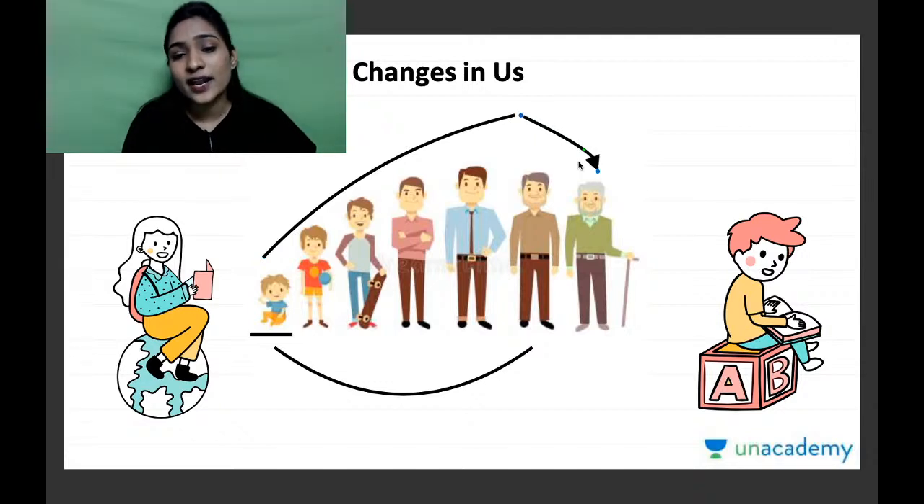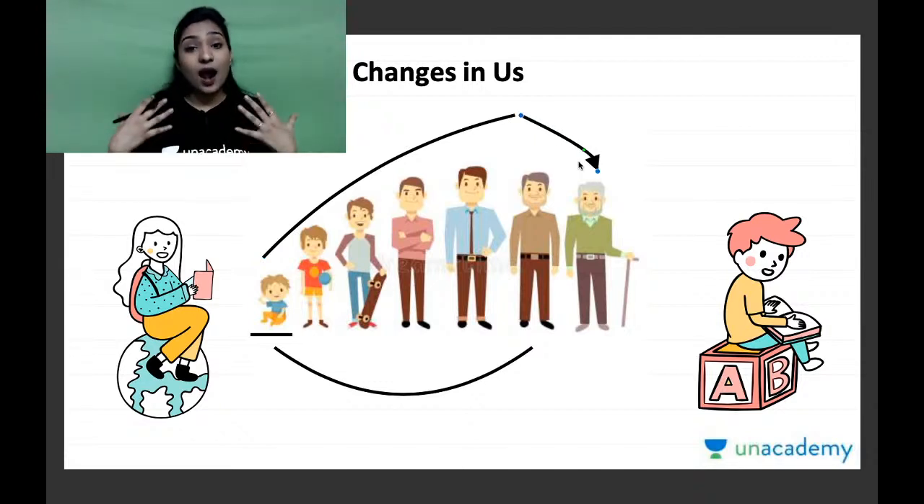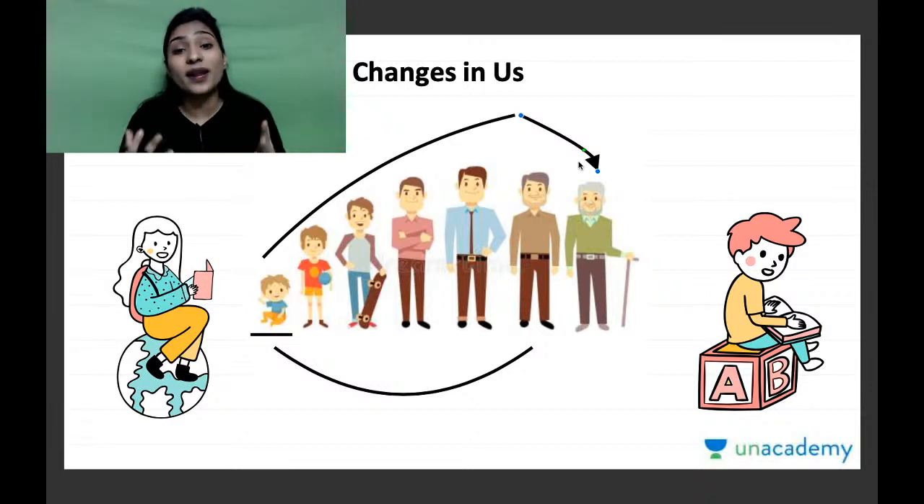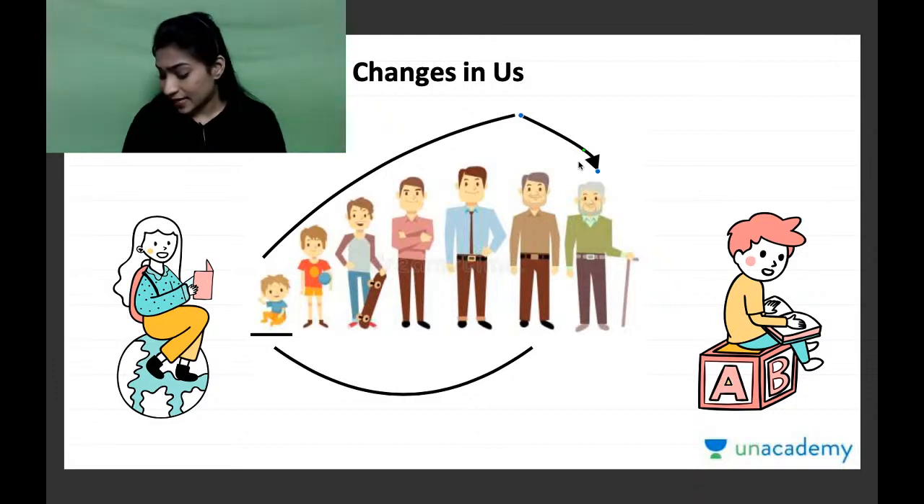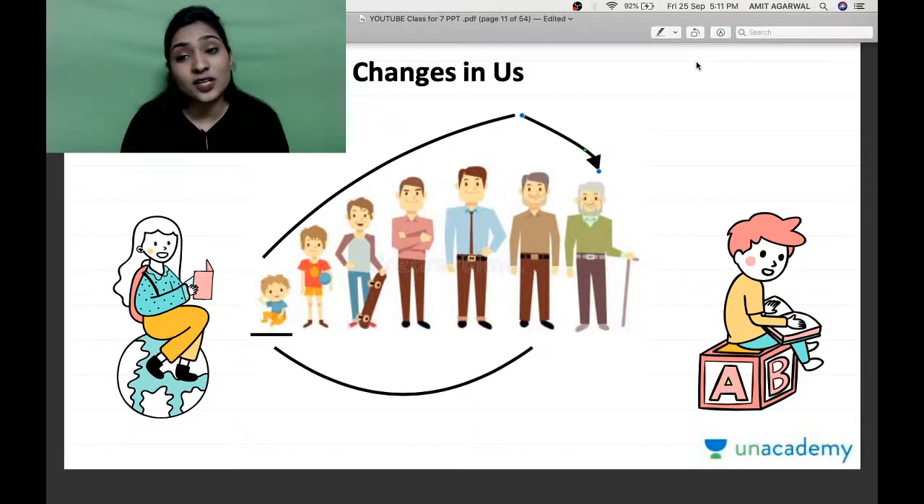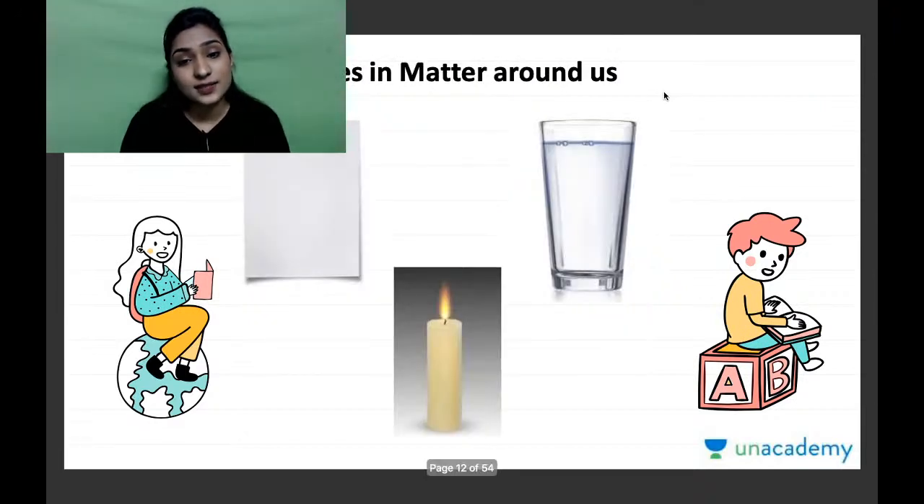So there are so many changes in our body itself, right? So you can see a lot of changes around you. But is the change only in our body? No, there can be changes in matter, in things around us.